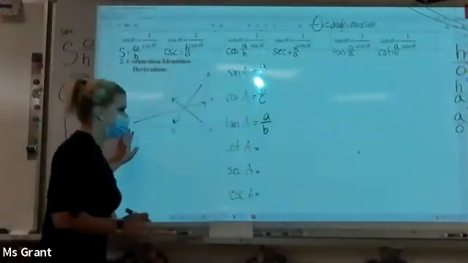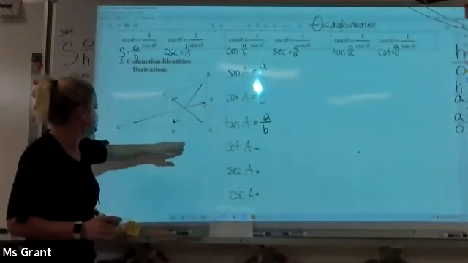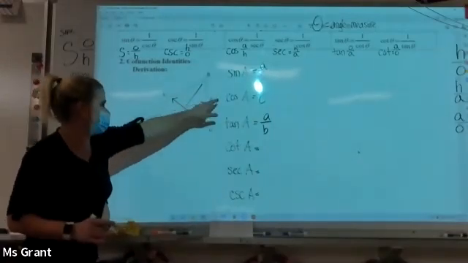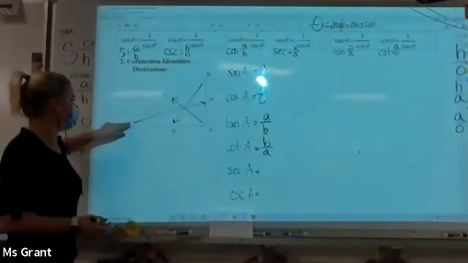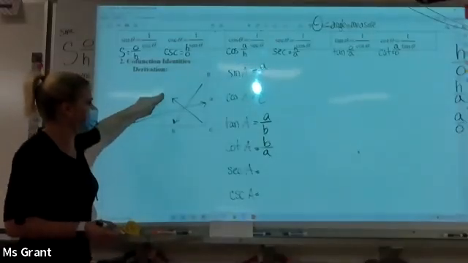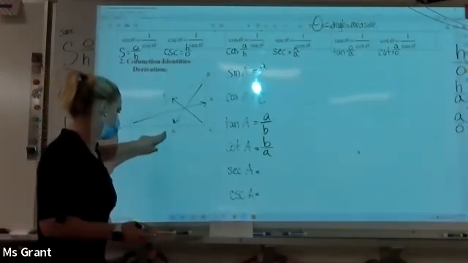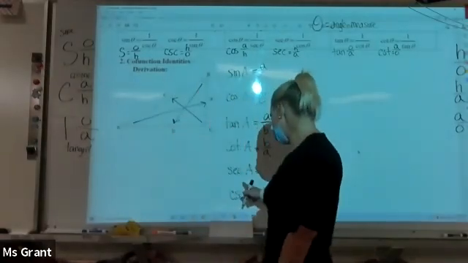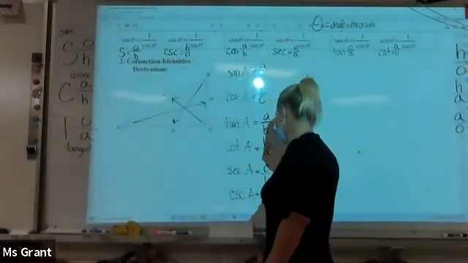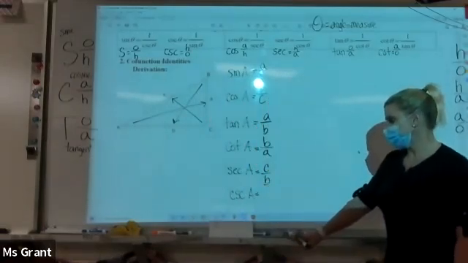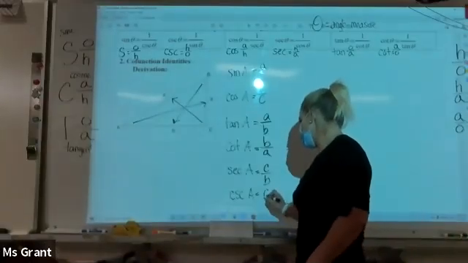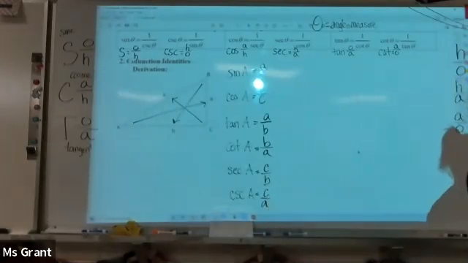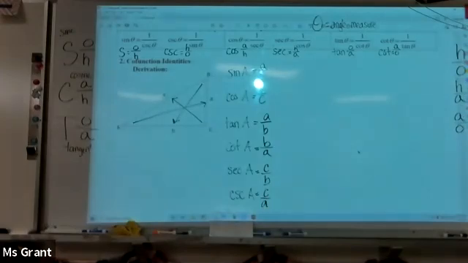Cotangent of angle A, adjacent over opposite, B over A. Secant of angle A, hypotenuse over adjacent, C over B. Cosecant of angle A, C over A. Because secant is hypotenuse over adjacent and cosecant is hypotenuse over opposite.